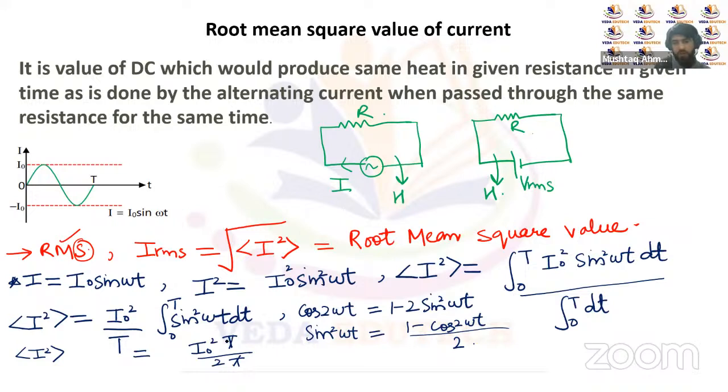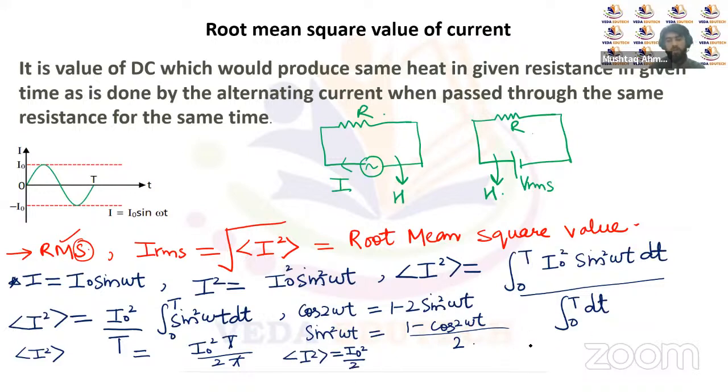So this and this will get cancelled. This is the value of the mean square. So the mean square has the value I naught square over 2.